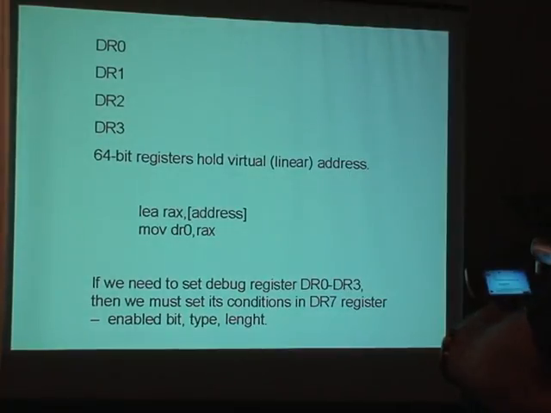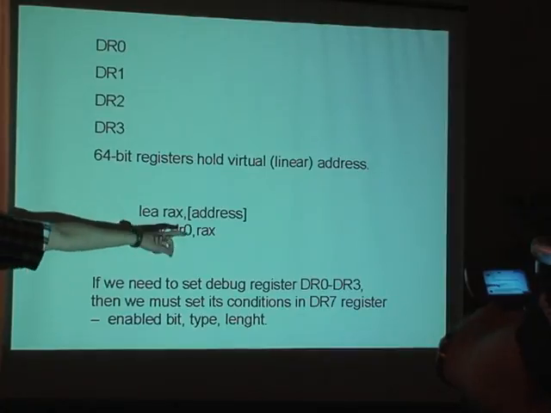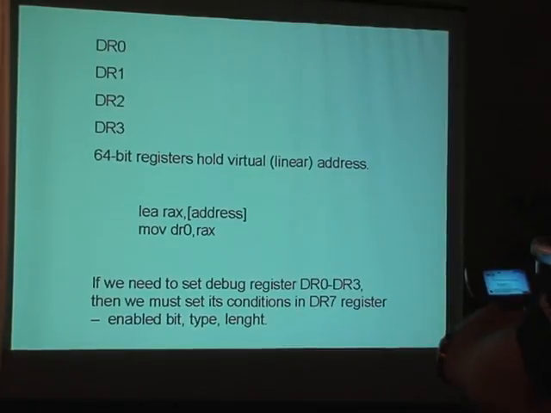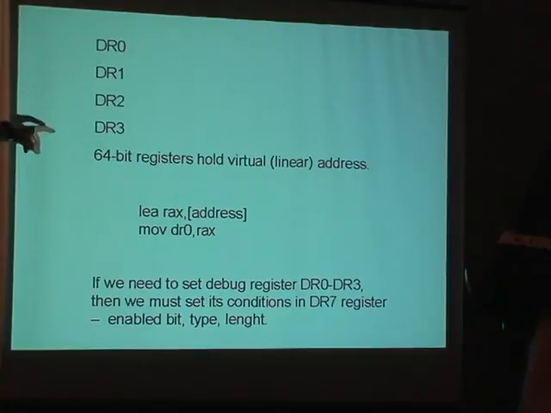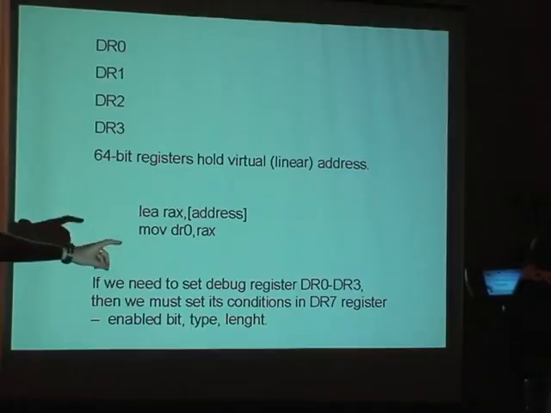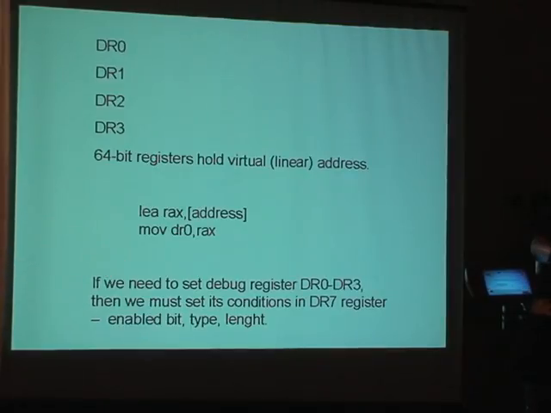We just load some value into debug register 0, 1, 2, or 3 in this way. And then we need to set some bits in debug register 7 to enable one of the 4 debug registers. It isn't enough only to set one of these 4 registers. It is essential to set some conditions in debug register 7 at the end.